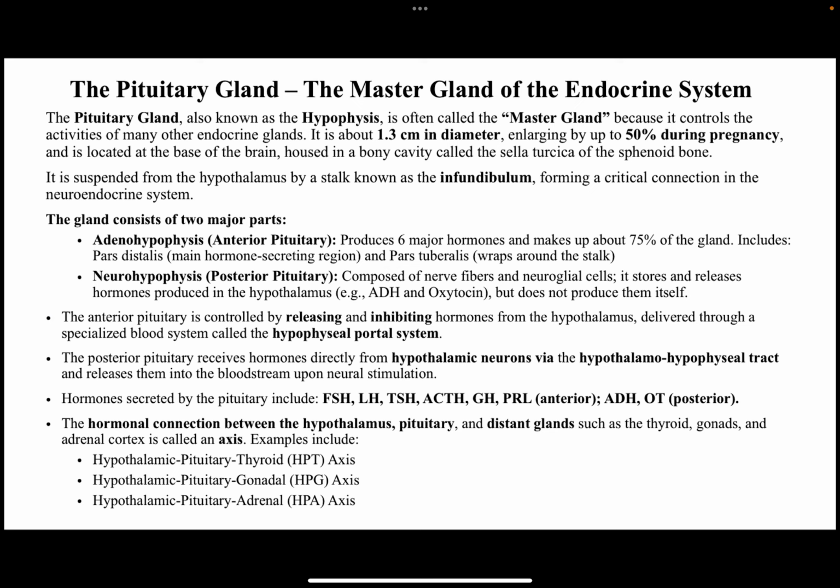Is that okay? Now, hormones secreted by the pituitary gland include the follicle-stimulating hormone, luteinizing hormone, thyroid-stimulating hormone, adrenocorticotropic hormone, growth hormone, prolactin, the antidiuretic hormone, and then oxytocin. So these are the anterior pituitary hormones: follicle-stimulating hormone, luteinizing hormone, thyroid-stimulating hormone, adrenocorticotropic hormone, growth hormone, and then prolactin.